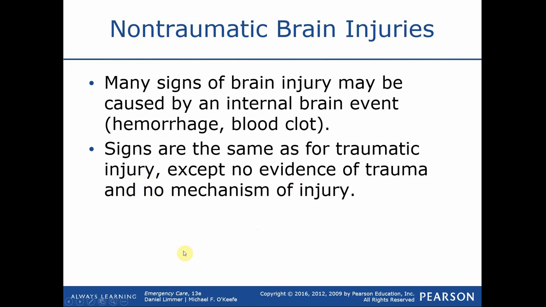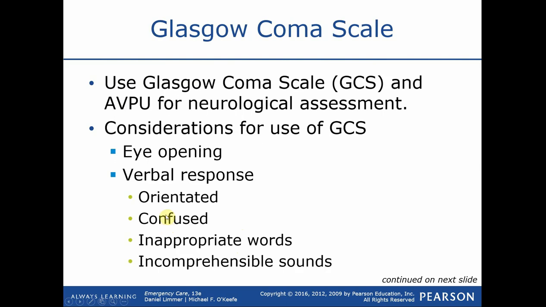For non-traumatic brain injuries, this is going to be your strokes, aneurysms, that type of stuff. You covered this back in the medical chapter, so there's not really a whole lot that we need to talk about in this case. Anytime we have an altered mental status, we should be calculating a Glasgow Coma Score. Again, something we've talked about in the past. If you don't have this down yet, keep studying it. You need to be able to calculate it on the fly.